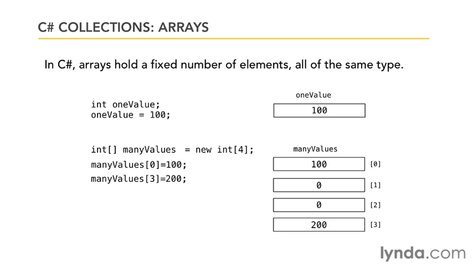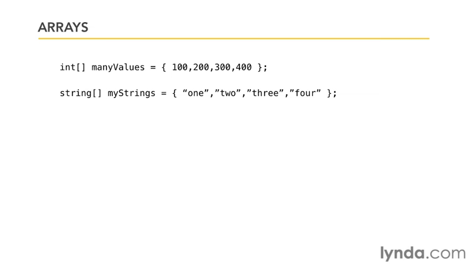Just like other variables in C#, I can also initialize array variables just like I can initialize other variable types. So in this case, I'm declaring an integer array called many values, and rather than creating the new memory using the new operator, I'm using curly braces and then just putting the array values inside the curly braces separated by commas. This will create an array of 4 integers, just like we saw in the previous example. And of course, I can do this with strings too. I can say string array, my strings equals, and then inside the curly braces, just 4 strings.